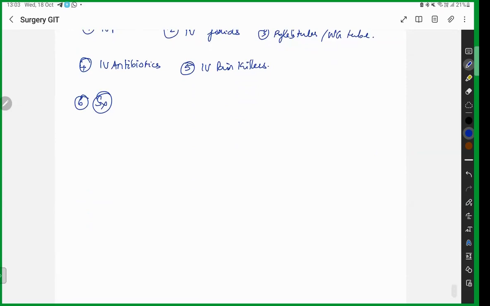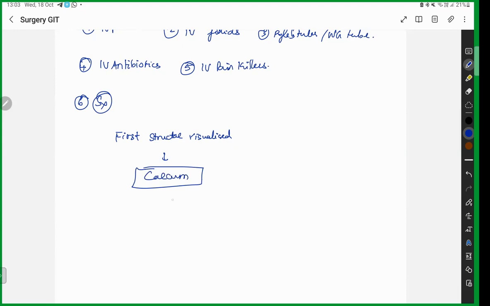So before surgery, the first structure which is visualized, you need to understand. What is going to be the first structure? Understand, the first structure which is going to be visualized is your cecum.